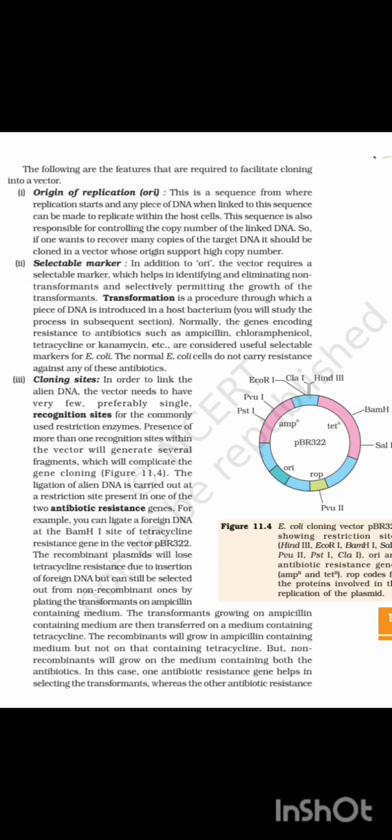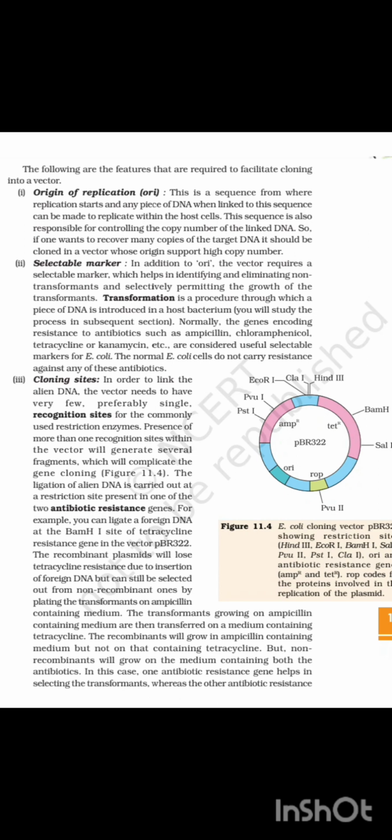Second, selectable marker. In addition to ORI, the vector requires a selectable marker which helps in identifying and eliminating non-transformants and selectively permitting the growth of the transformants. Transformation is the procedure through which a piece of DNA is introduced in a host bacterium. You will study the process in a subsequent section. Normally, the genes encoding resistance to antibiotics such as ampicillin, chloramphenicol, tetracycline, or kanamycin, etc. are considered useful selectable markers for E. coli. The normal E. coli cells do not carry resistance against any of these antibiotics.